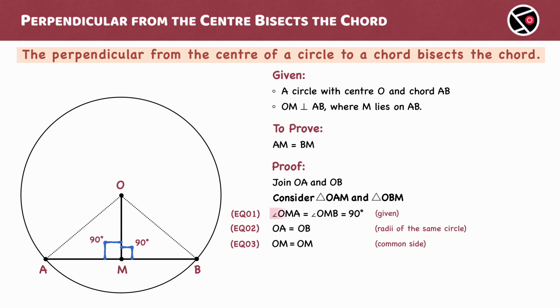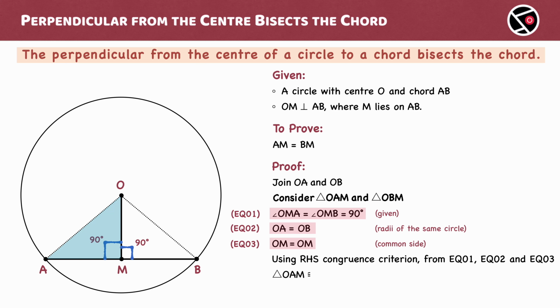We have two right-angled triangles with equal hypotenuses and another pair of equal corresponding sides. So, by the RHS criterion for congruence, triangle OAM is congruent to triangle OBM. Now, corresponding sides of congruent triangles are equal. So, AM equals BM.